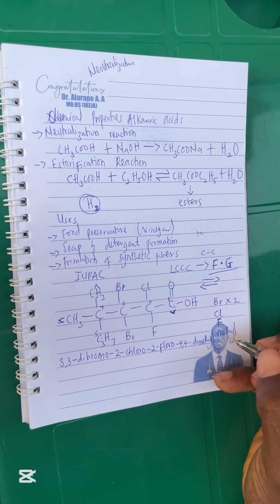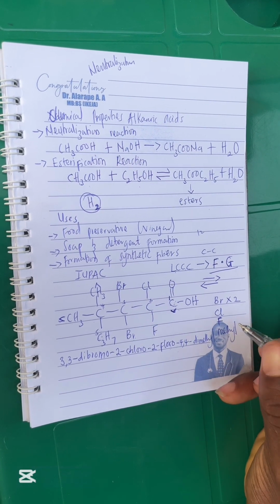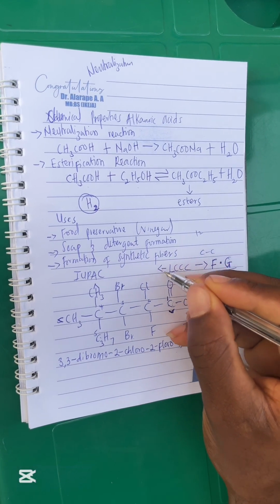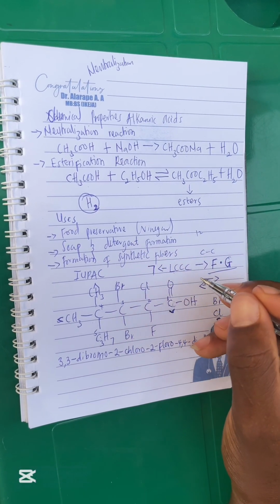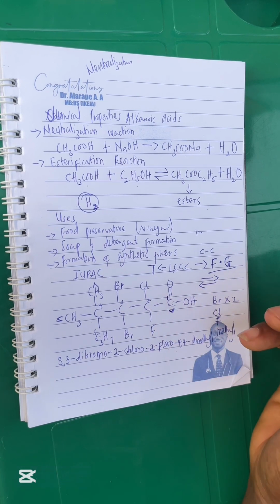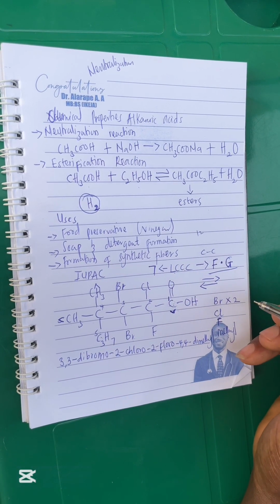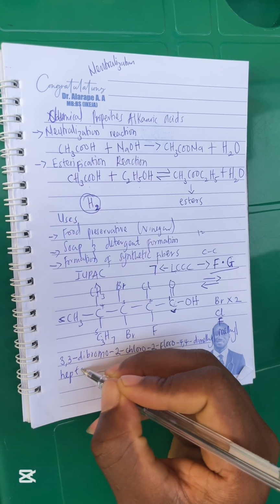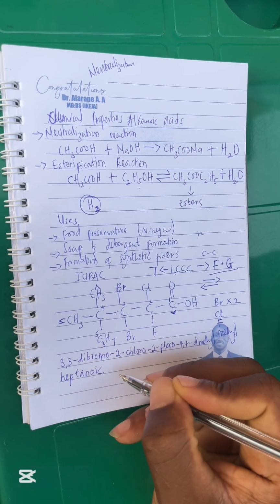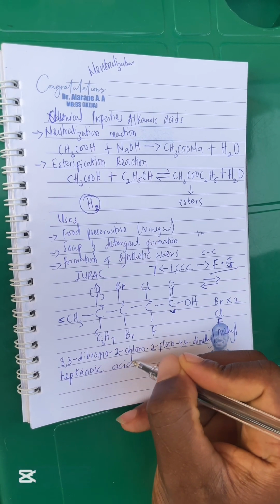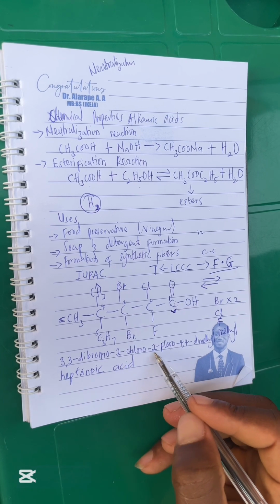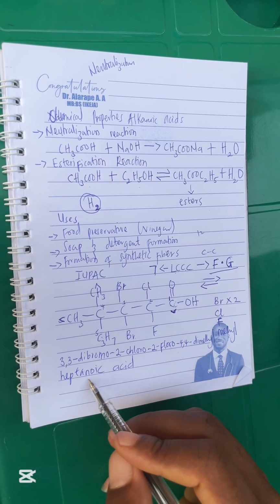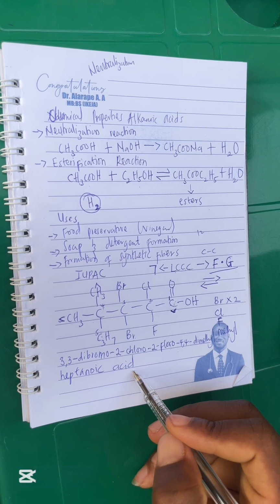The next thing is to put the parent name. Remember, what is the longest continuous carbon chain? It is 7, and that is heptane, which is where you have heptanoic acid. So the parent name is going to be heptanoic acid. So the name is going to be 3,3-dibromo-2-chloro-2-fluoro-4,4-dimethyl heptanoic acid. I believe this is very simple to understand.